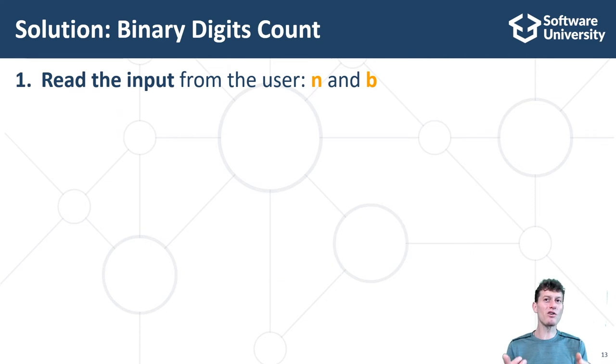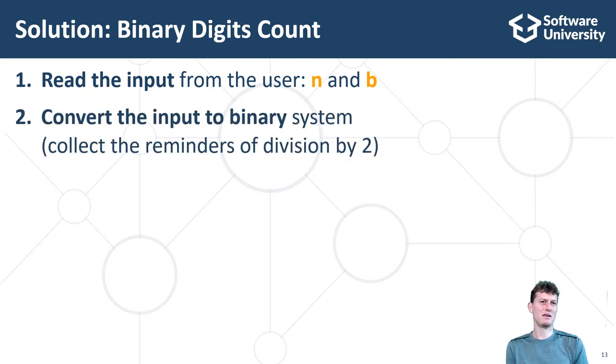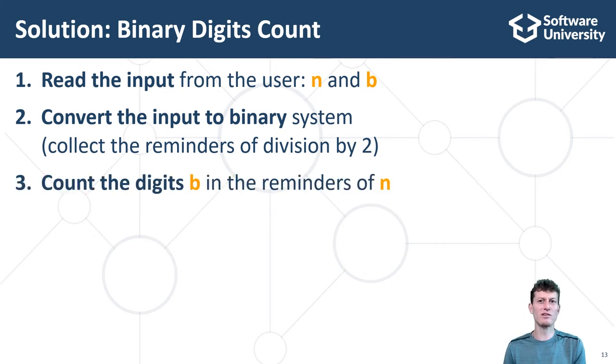And we can solve the binary digits count problem like this. First step, we read the input from the user, the numbers n and b. Second step, we convert the input number n to binary numeral system. This is done by dividing n by 2 continuously until 0 is reached and collecting the remainders in reversed order. The third step, the obtained remainders are the bits in the binary representation of n in reversed order. We count how many of them are equal to b. Last step, print the count.